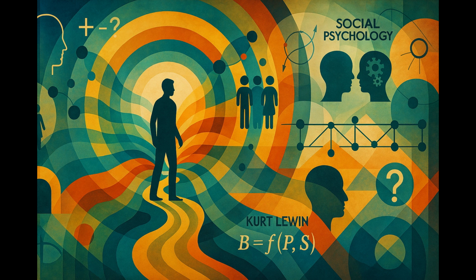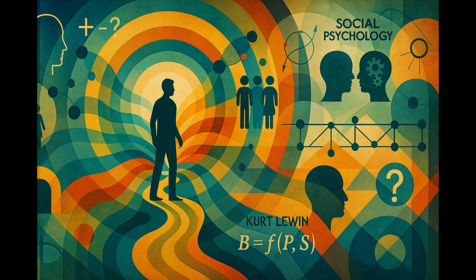One of the first things that really stood out in this chapter was Kurt Lewin's field theory, which basically says that our behavior isn't just determined by our personality, but also by the situation we're in. He even came up with this formula, B = f(P, S), meaning behavior is a function of both personality and situation. It's a simple formula, but it has huge implications.